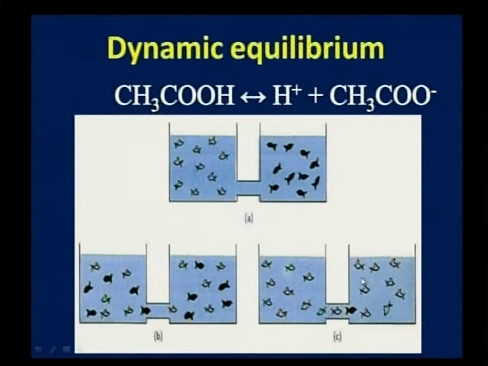And here, taken an example for dynamic equilibrium. Consider white fishes in one bowl and black fishes in another bowl. What happens after some time? These white fishes go into the other bowl, and the black fishes come into this one. Here it shows there is an equilibrium between these two.